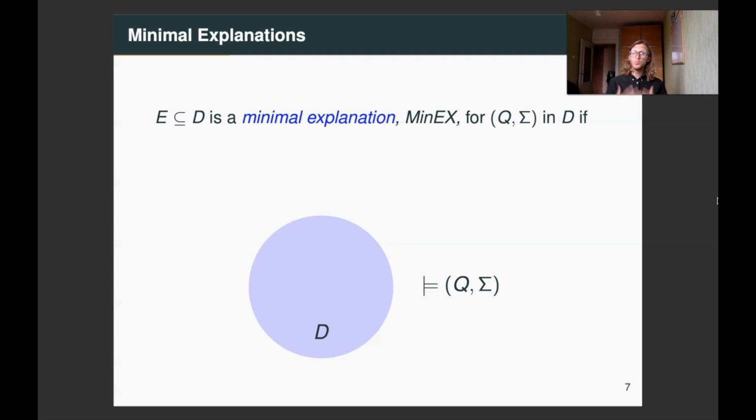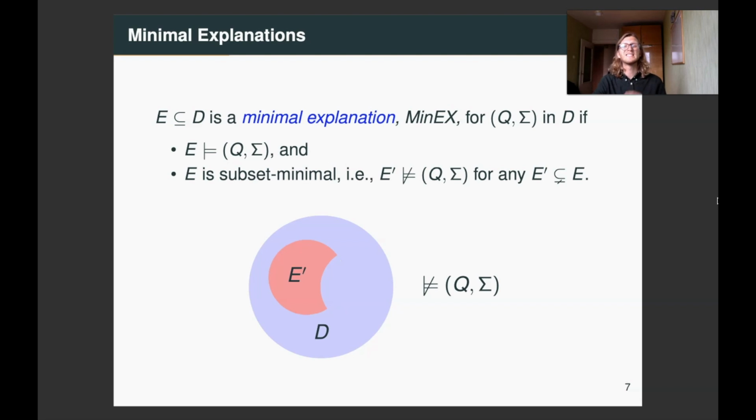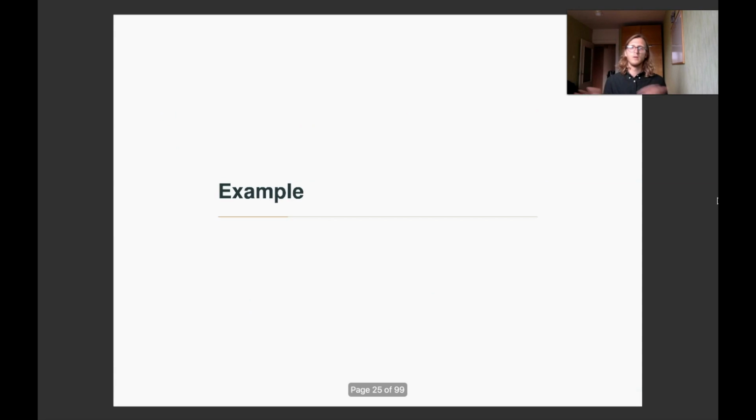And now we introduce what we mean by a minimal explanation. So a minimal explanation for the ontology mediated query in some database is a subset of that database, E, which satisfies the following. First of all, it entails this ontology mediated query, and second of all, is subset minimal. That is, no proper subset of it entails this ontology mediated query. Okay? We illustrate this notion on an example.